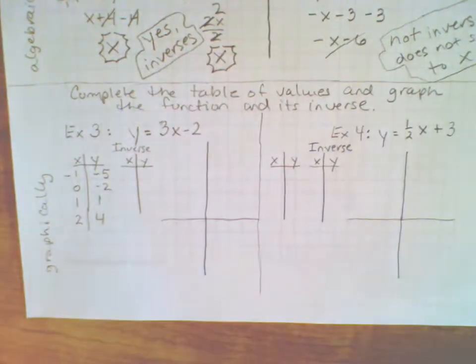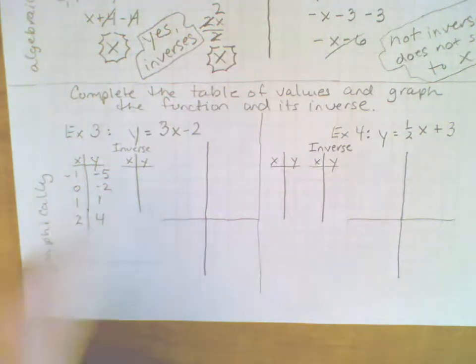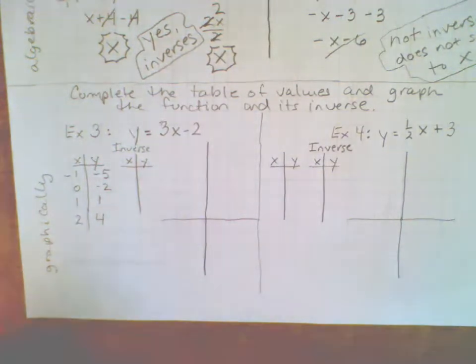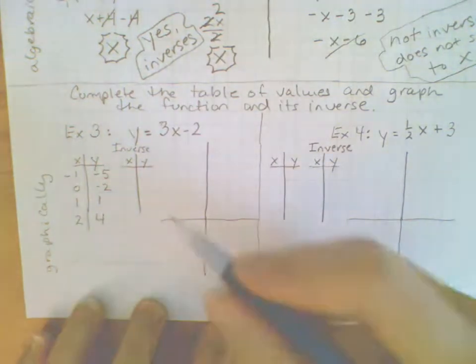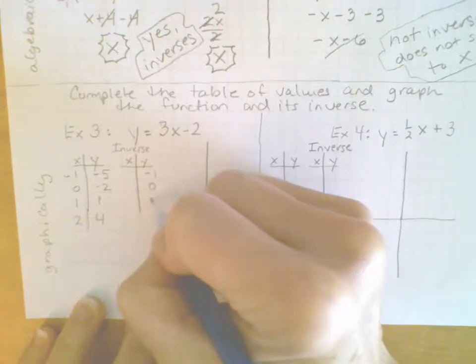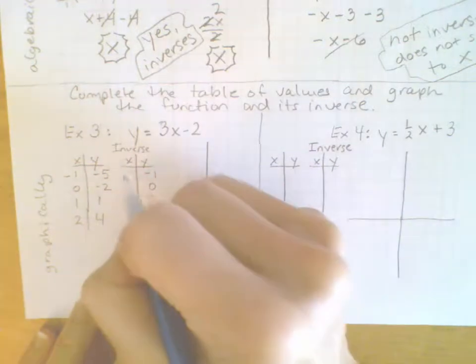Okay, now we talked earlier when I went through the lesson on finding the inverses. We said all we did was switch x and y. So that's all we're doing. Once we get our table for the original, we're just going to switch the entire table. So all of your x's become the y's. This is the inverse now. And all your y's become the x.